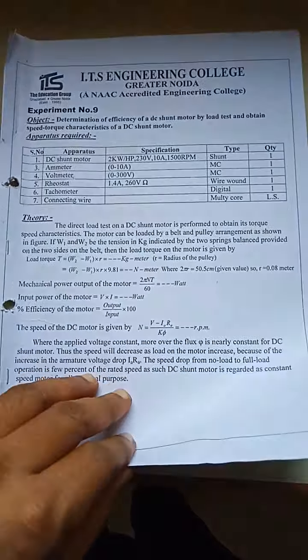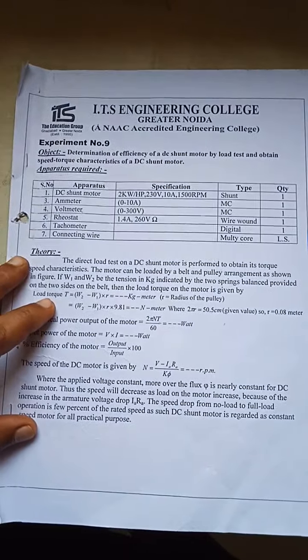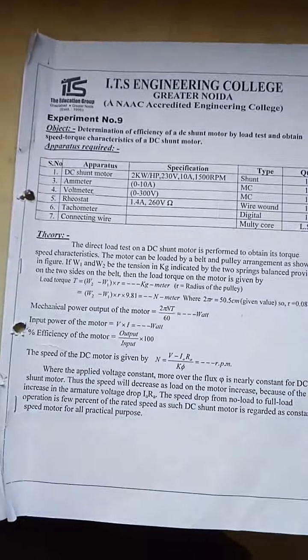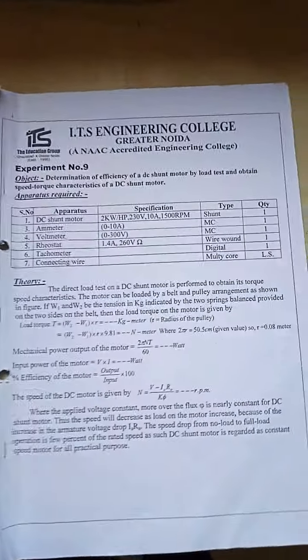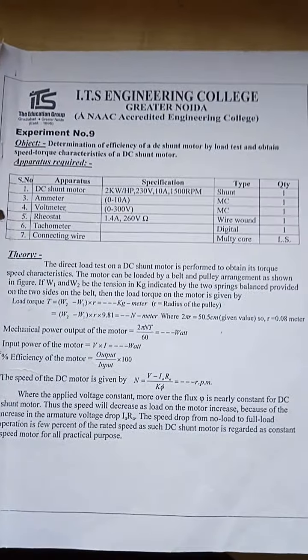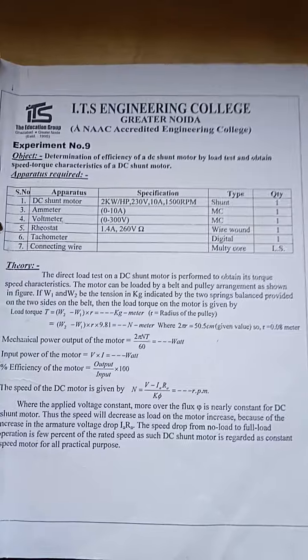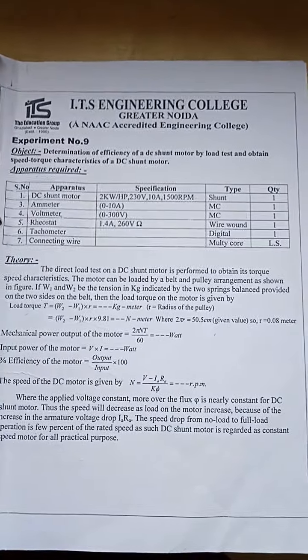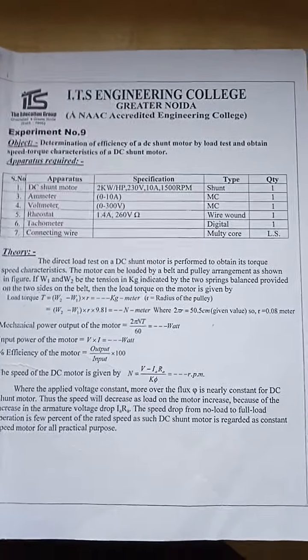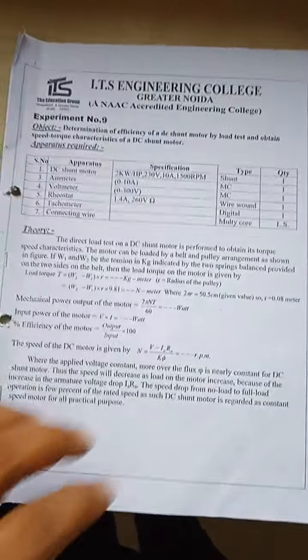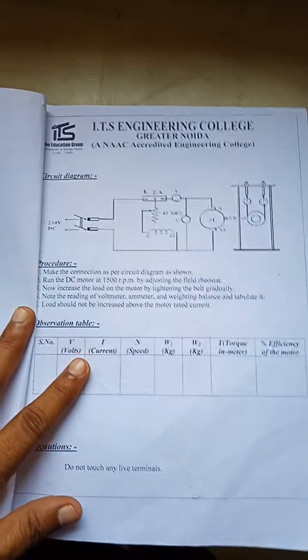Okay, so these are the components which you need to perform this experiment. Definitely you need a DC motor, you need an ammeter, you need a voltmeter, you need a rheostat, and of course you need a DC power supply. Okay, so upon the theory, the next is your circuit diagram.